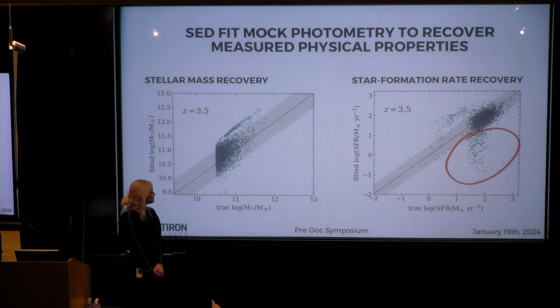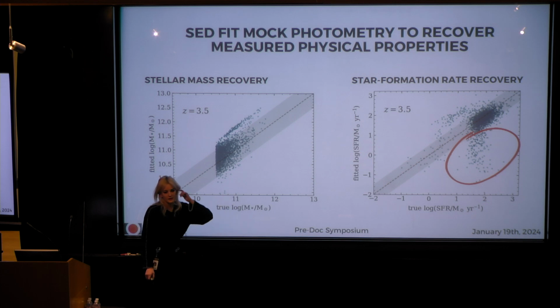I'm curious, what's the hard edge on the left there from? Just the selection. So this is the true, so we just select everything greater than 10 to the 10.5.